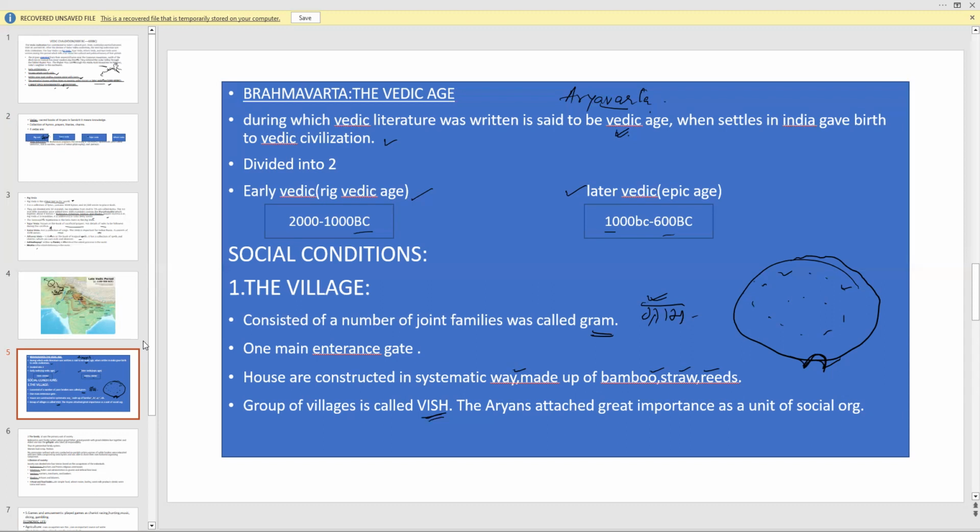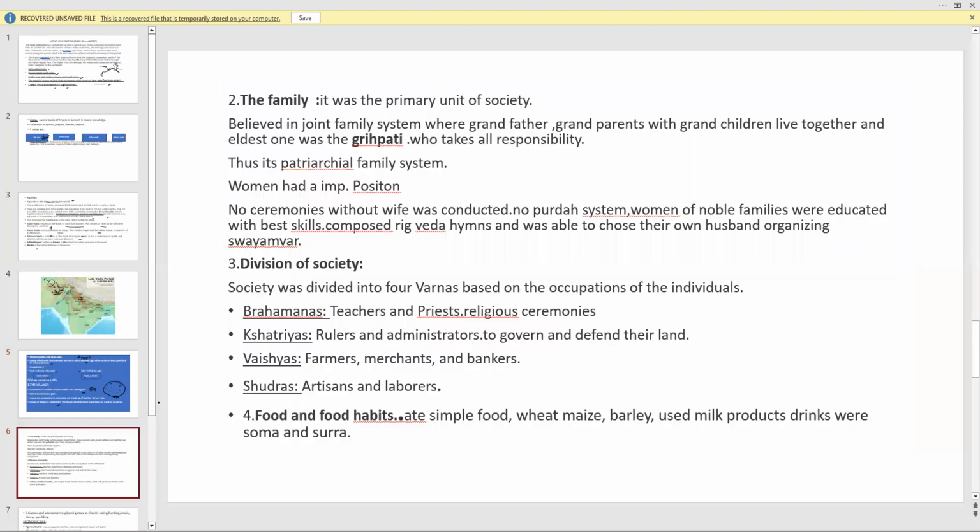Okay, then coming to the family life, how the family life was carried on during that time. Now we are talking about the joint family, the primary unit of the society. Just as in our house also we have a nuclear family nowadays, still the eldest takes charge of that particular family. The male who was the eldest and took the responsibility of the whole family was called grahapati.